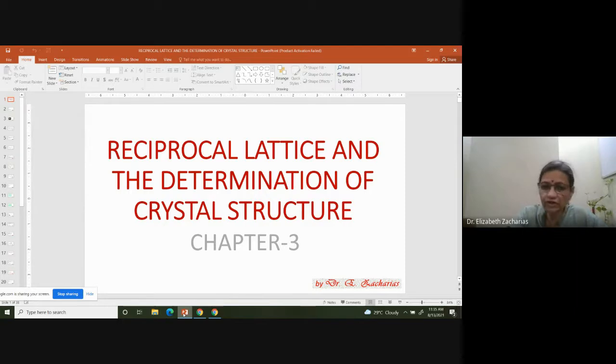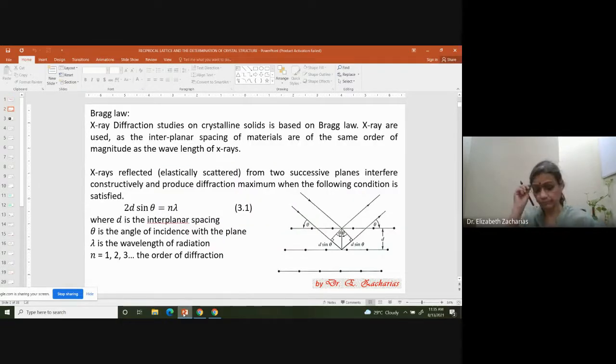We won't actually be doing the determination of crystal structure because, quite frankly, this is done only at the PhD level. Okay, but then what are all the backgrounds required for that? That will be discussed in this chapter. And the concept of reciprocal lattice is pretty tough. So please follow the class properly.